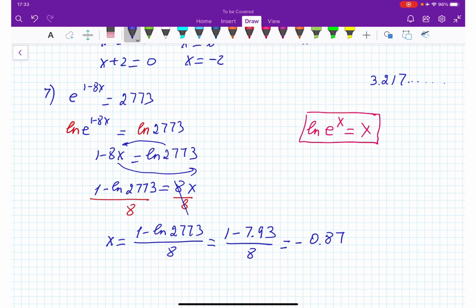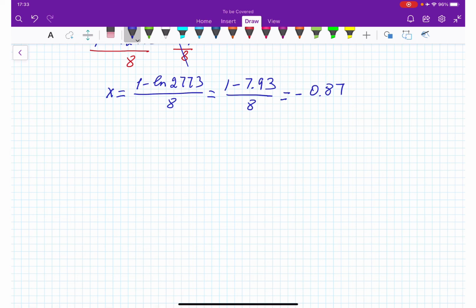Question number 8. What do we have? 5 to the power 5x minus 7 is equal to 3 to the power x minus 4. So how are we going to solve this equation? Okay, in cases like this, we have here 5 and we have 3, and we know that there is no way in the world we can bring them to the same base, because we have 5 and 3.